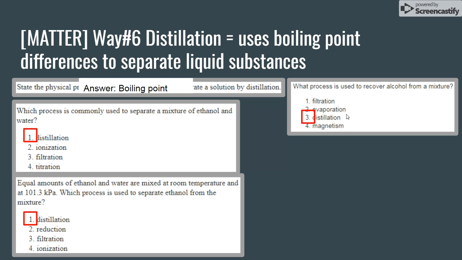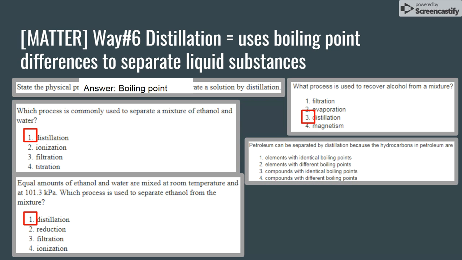You might sometimes think that it's evaporation. Well, evaporation is strictly used for something like a salt dissolved in water. When you have a salt and water, the water would evaporate first, leaving the salt crystals behind. So it wouldn't really work for a mixture of alcohol because they're two liquid substances. So evaporation works best for something like a solid salt dissolved in a liquid solution. You couldn't use magnetism in this case because alcohol is not magnetic. And again, filtration would not work because both of those liquid substances would pass through the filter paper.